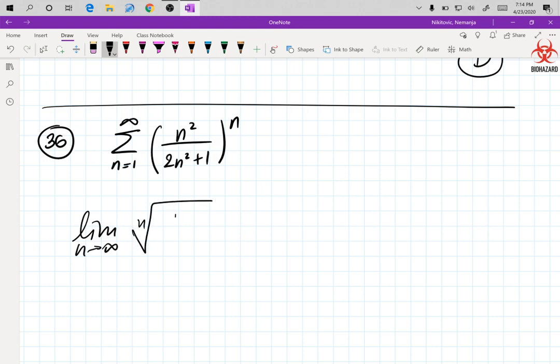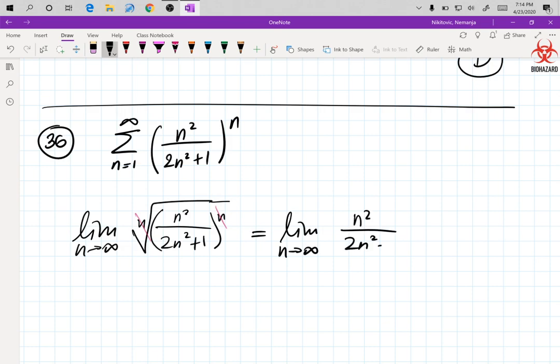nth root of (n squared over 2n squared plus 1) to the n, and this is where the root kills the n, and we have a limit as n goes to infinity of n squared over 2n squared plus 1. Well, that's a half, right?